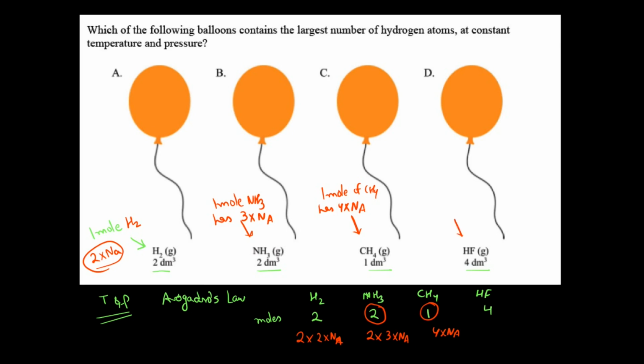Now I know 1 mole of HF has how many atoms of hydrogen? Avogadro number of atoms. Therefore 4 moles will have how many? 4 times Avogadro number. So which one is the highest? The highest is this 6NA. So the correct option is B option.